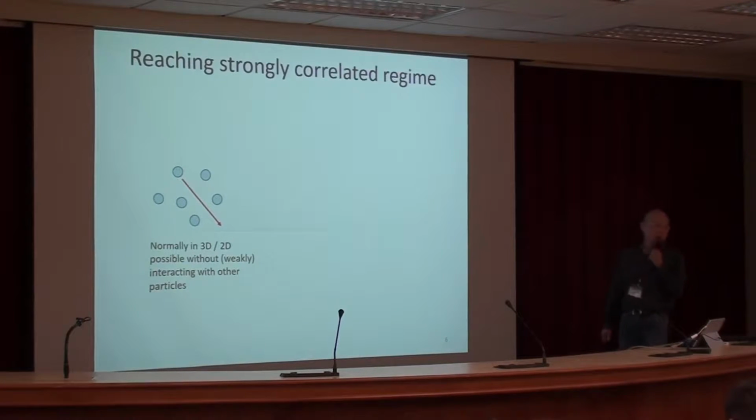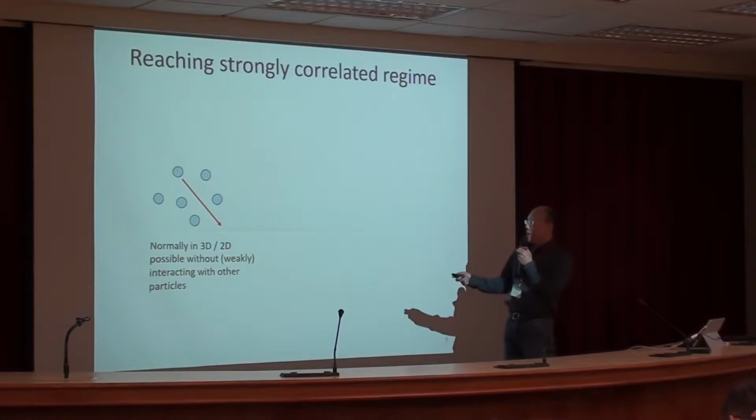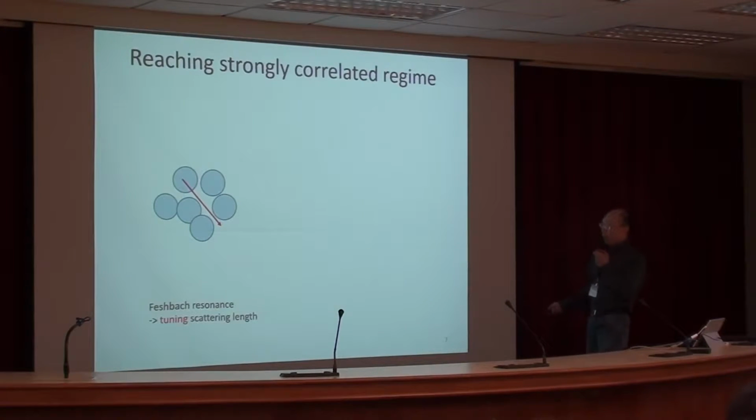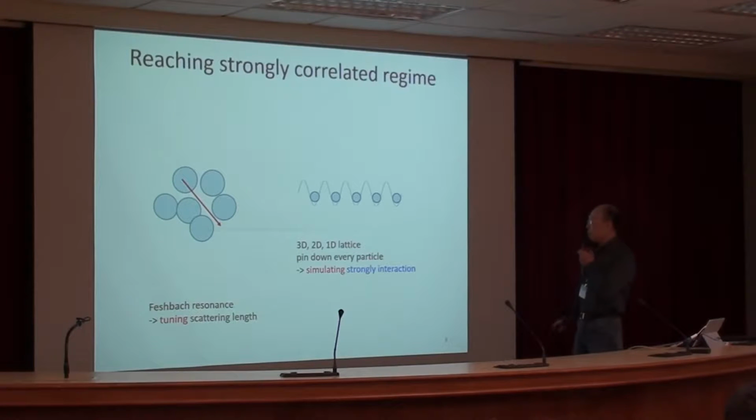So how can we reach a strongly correlated regime? Normally in 2D or 3D, if the particle density is low, or it's a dilute gas like in our case, the particles could move without interacting, or only weakly interact with adjacent particles. To make them interact strongly, so that they lead to strong correlation, you could tune the scattering length using a Feshbach resonance, or you could load them into a 1D to 3D lattice to pin down every particle, simulating the case where they are bonded tightly and don't move.